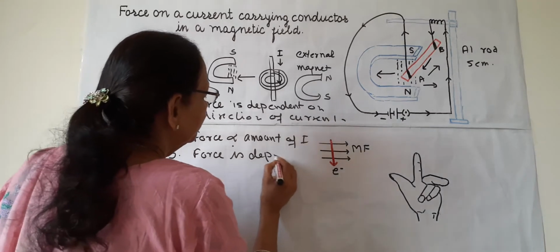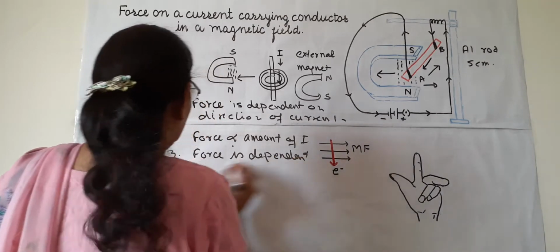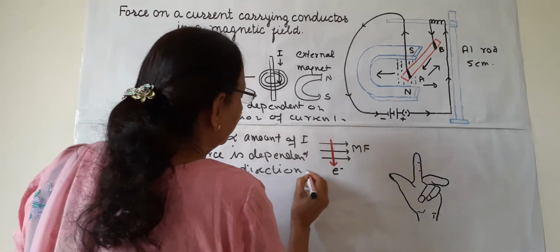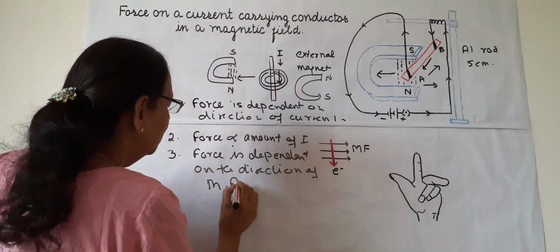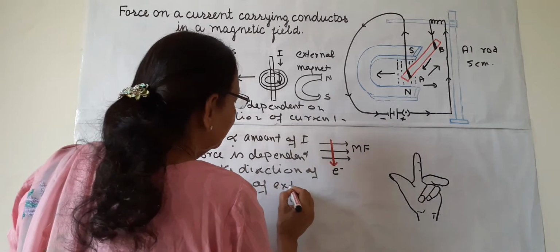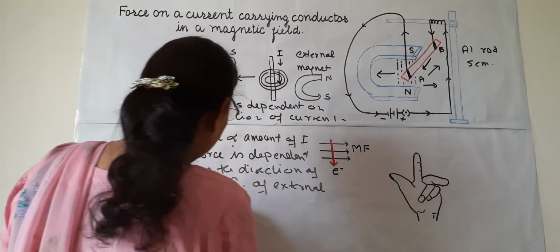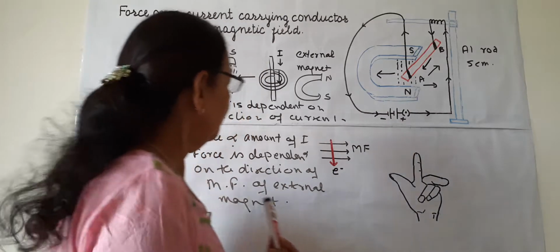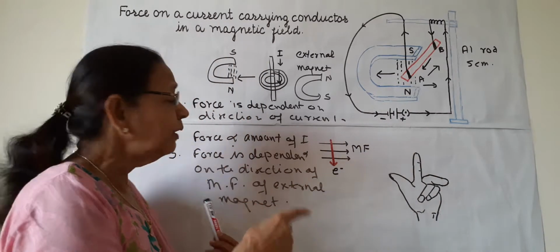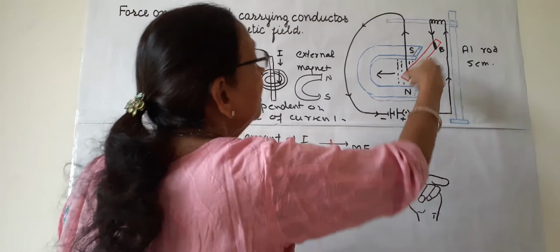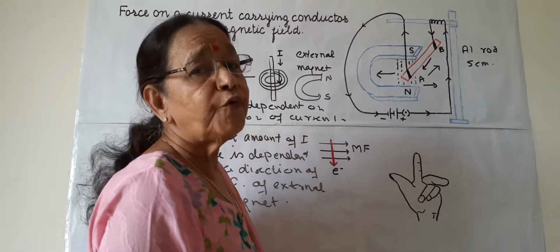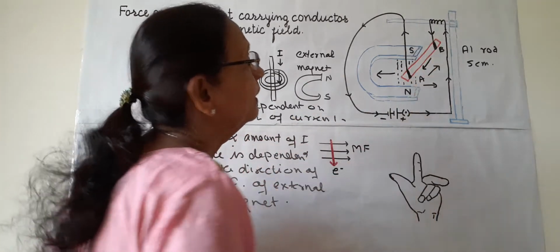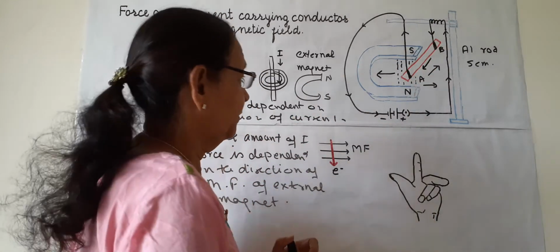dependent on the direction of magnetic field of external magnet. This is the external magnet. So the magnetic field of the external magnet also determines the direction of force. So these 3 points we have demonstrated by this simple experiment.